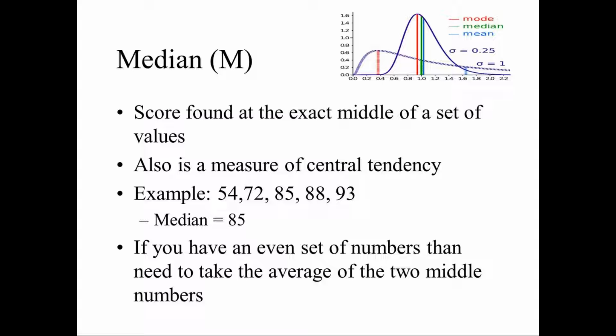A median is the score found at the exact middle of a set of values of data. It's a measure of central tendency. Here's an example of these 5 numbers. The median in the middle is 85. If you have an even set of numbers, then you need to take the average of the 2 middle numbers.